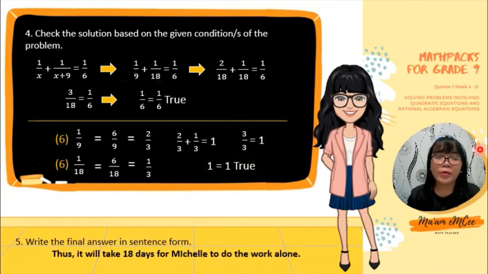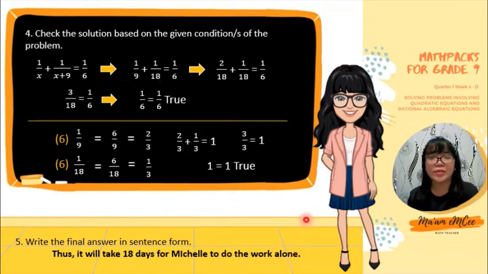And then we write the final answer in sentence form. We are only asked of the total number of days it will take Michelle to do the work alone. So thus, it will take 18 days for Michelle to do the work alone. And that will be our final answer.